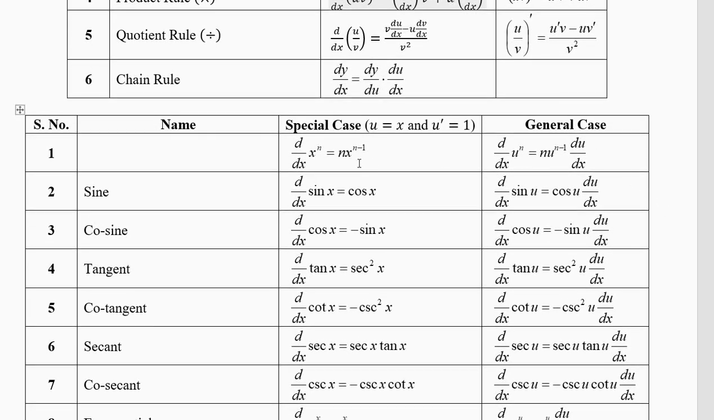Now the first function is x power n, with derivative n into x power n minus 1. Now this will come in a pair: x power n, u power n. I'll explain to you in detail why it comes in a pair.